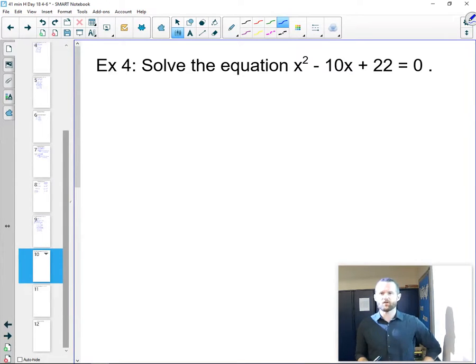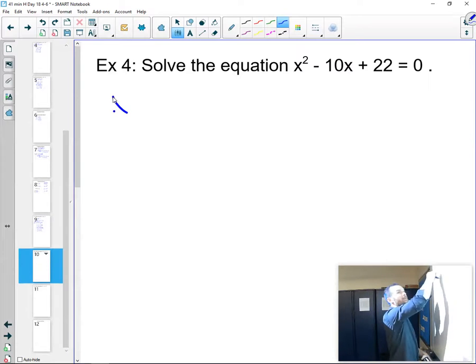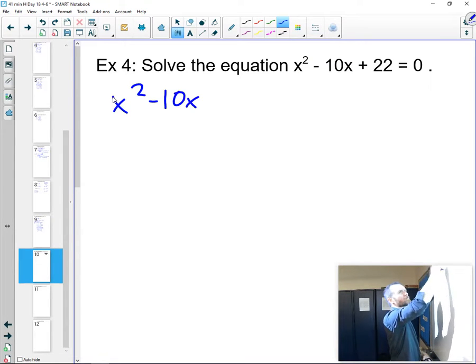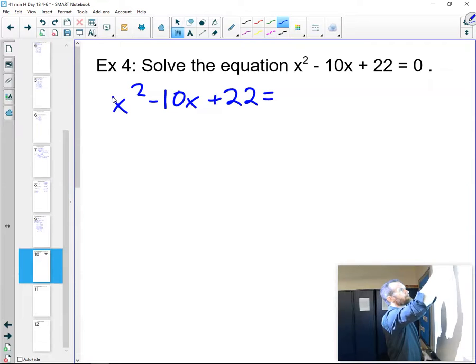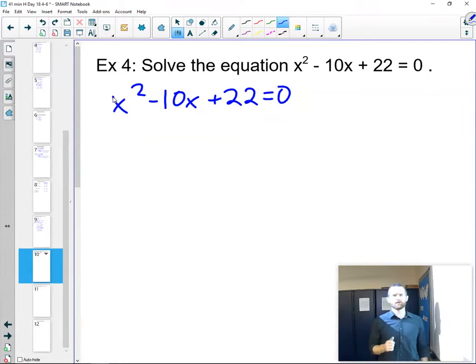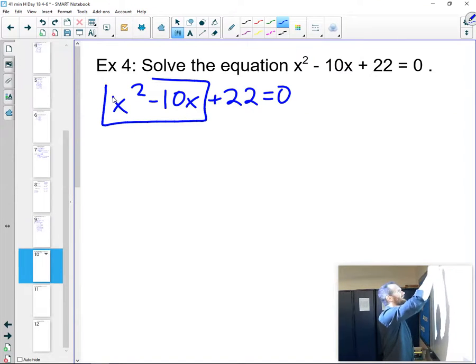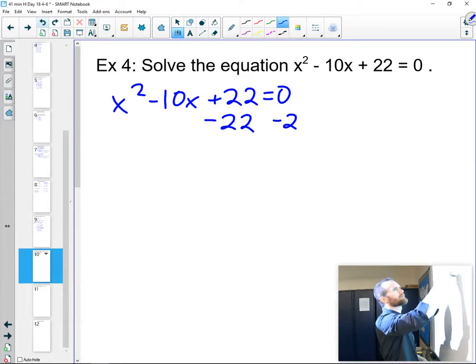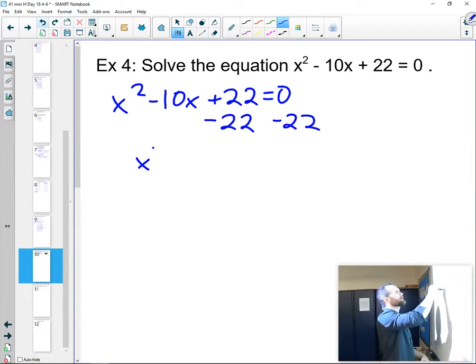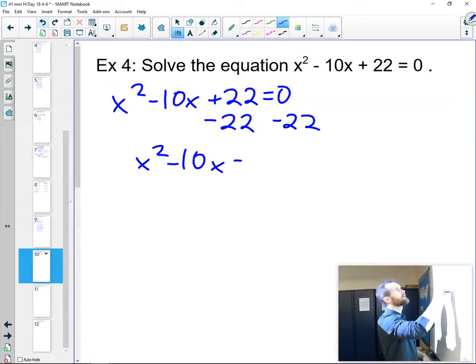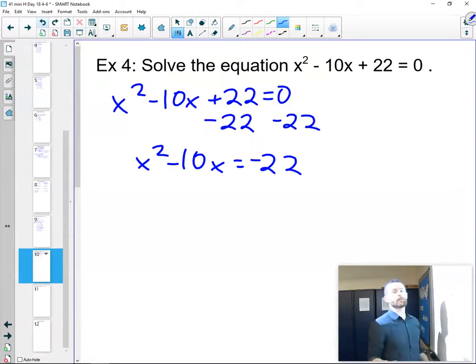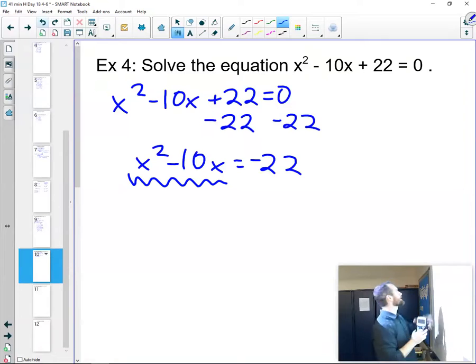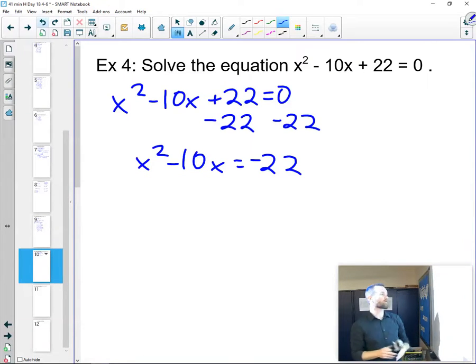So we're going to solve the equation x squared minus 10x plus 22. I'm going to rewrite that here just to get a little bit more space for my work. Now, if we're going to solve this with completing the square, then we need this x squared minus 10x by itself. So let's take away 22 on both sides. So we end up with x squared minus 10x equals negative 22. And now we're ready to complete the square. We've got a binomial here just waiting to be rewritten as a perfect square trinomial.